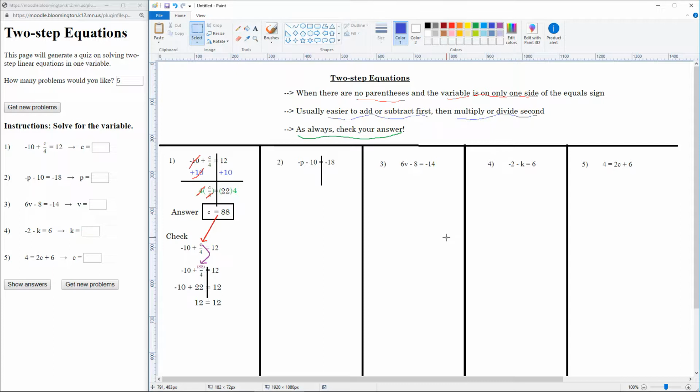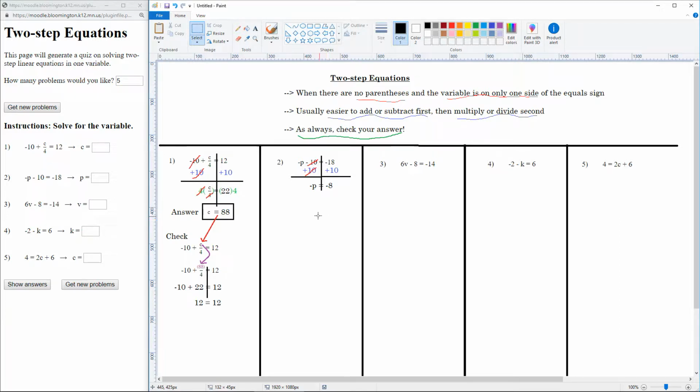For problem number 2, again, we want to focus on the side that has the variable. We have a negative that we need to get rid of, and we have a minus 10 that we need to get rid of. So again, easier to add or subtract first. So the first thing I'm going to do is add 10 on both sides. So again, the reason for doing that is that when we add 10, and we already have a minus 10, these are going to cancel. So whatever number we had for negative p, when you subtract 10, you add 10, that cancels. So negative p equals negative 8.